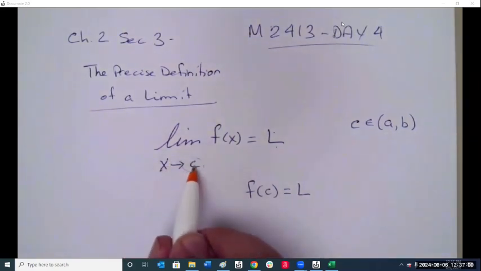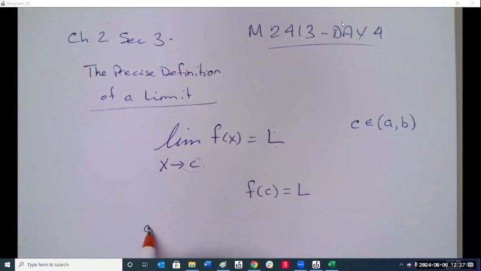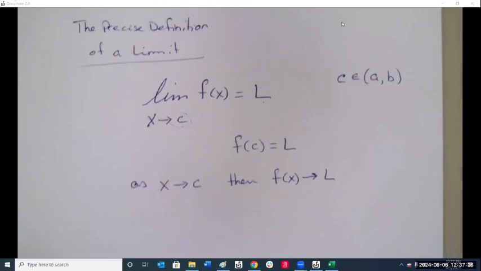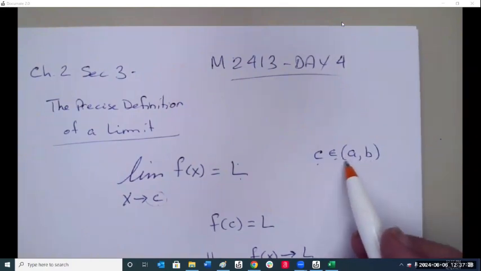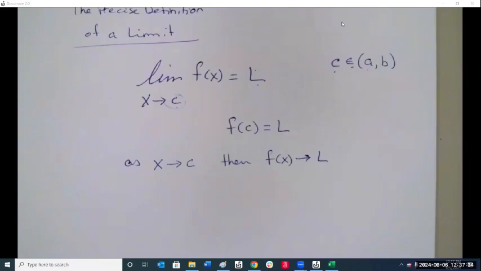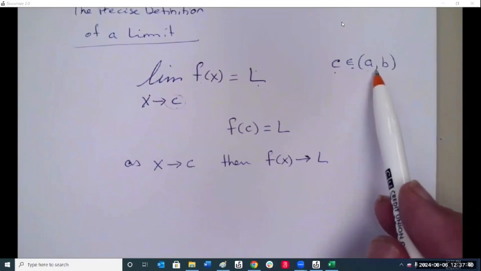So as x approaches C, this was what it was telling us. As x approaches whatever value C is, then f of x, the function, approaches some value L, which is the limit value. This says C is an element contained in the closed or open interval AB. So in other words, f of x has to be a continuous function defined on the open interval AB.